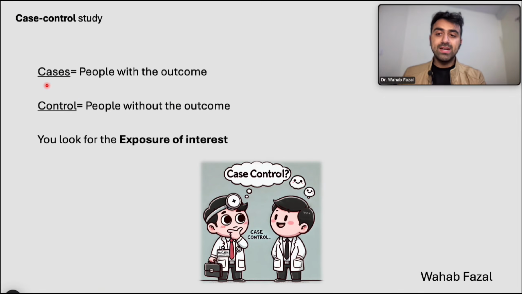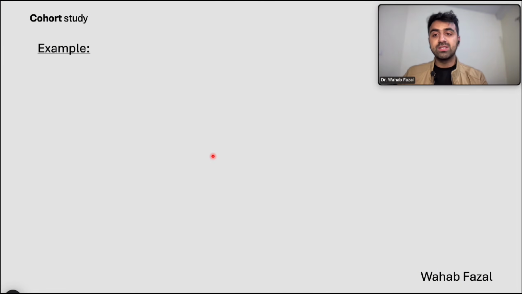A case control study deals with people who have the outcome, take a comparison group of people who don't have the outcome, and you just look for the exposure of interest. So remember, a case control study groups people on the basis of having and not having the outcome. A cohort study groups people on the basis of having and not having the exposure. I know this is confusing. Let's take an example to try to explain this.